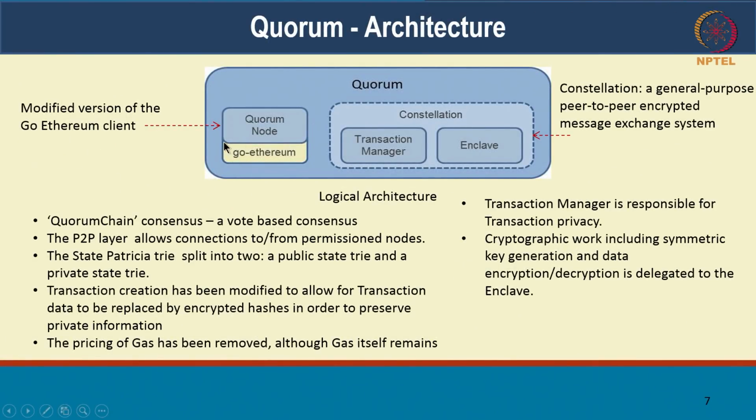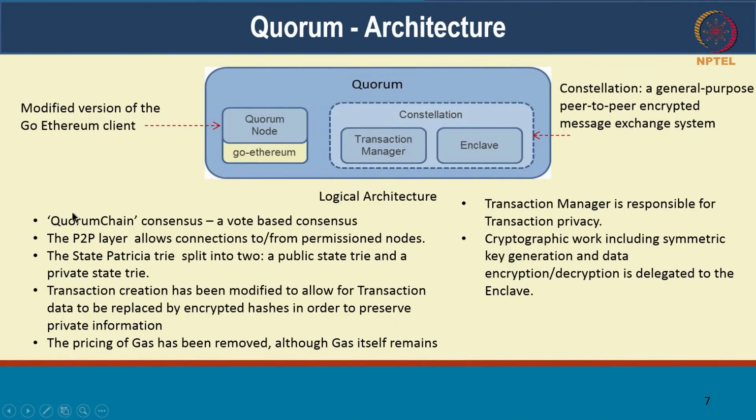Let's look at the Quorum architecture itself. So there is a Quorum node, which is the Geth client. So this is a slightly modified version of the Geth client, but they're trying to make sure this is not looking too different, so that future innovations into the Geth client can be brought in quickly. And they have a notion of constellation, which is really a general purpose peer-to-peer encrypted message exchange system. So this allows peers to exchange messages in a privacy preserving manner, and this constellation is also responsible for transaction execution.